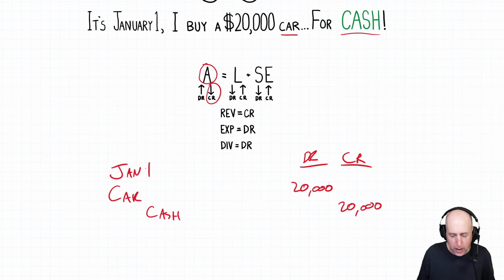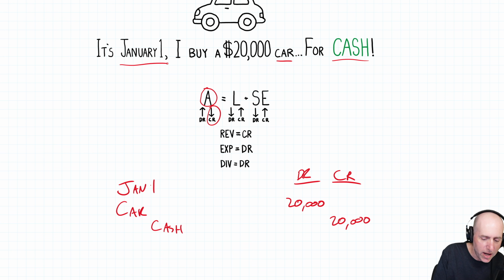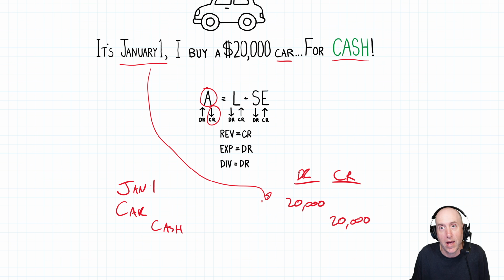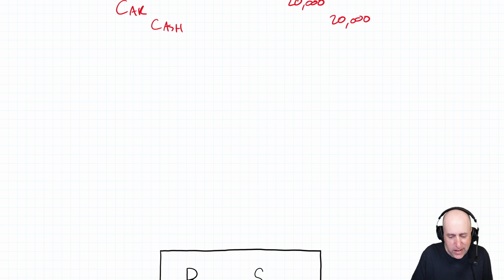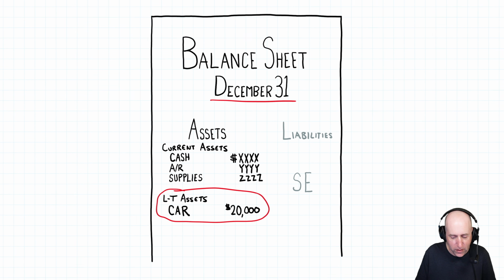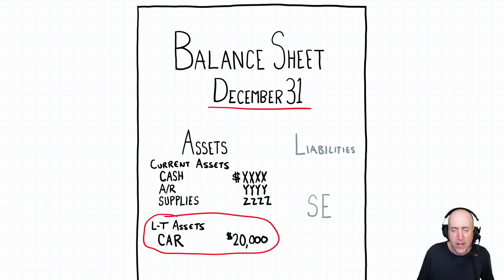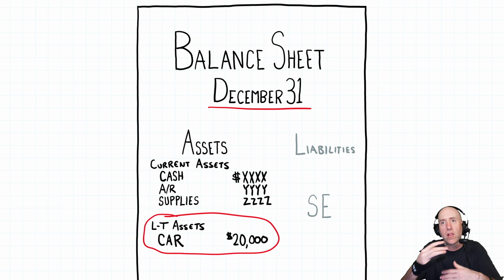The car, and I don't think anyone would dispute this, on January 1st, a year ago, it was worth $20,000 because that's what I paid for it. It's December 31st now, I'm preparing a balance sheet. I don't think it's fair to say that my car is still worth $20,000. I've been driving it. It's experienced wear and tear. There's mileage on the car that I'm putting on the car. This car should clearly be worth something less than $20,000.